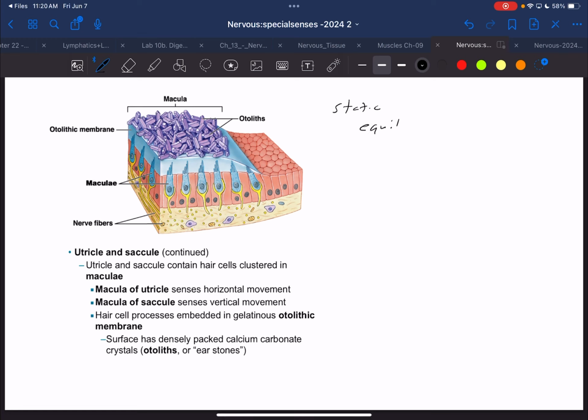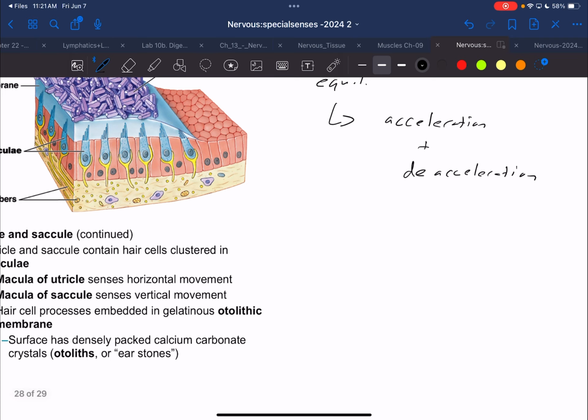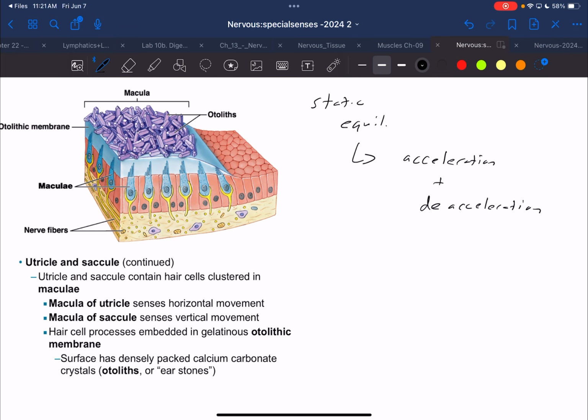And this is a fancy way to say acceleration and deceleration. Static equilibrium.